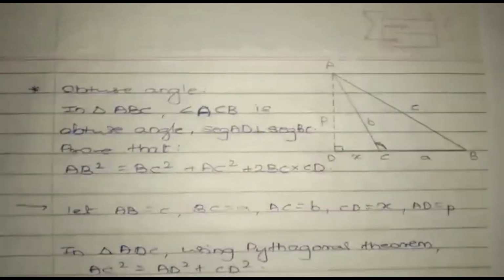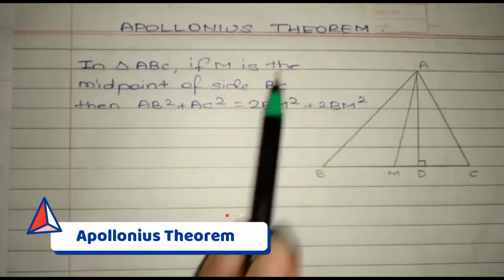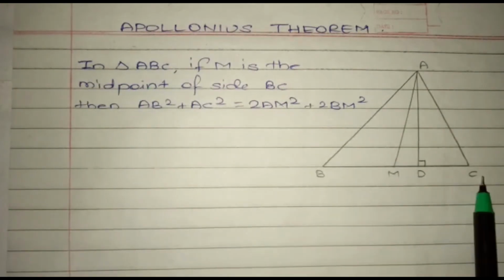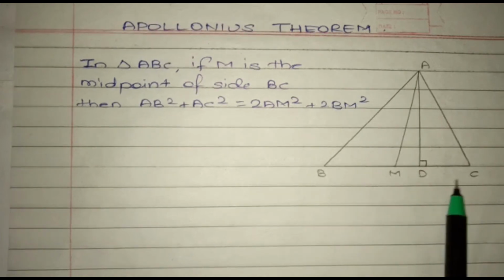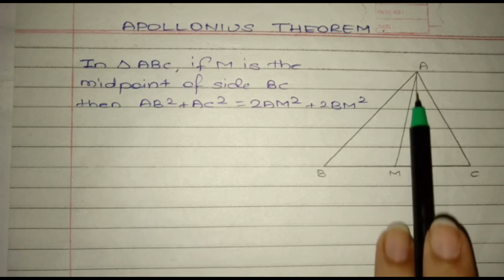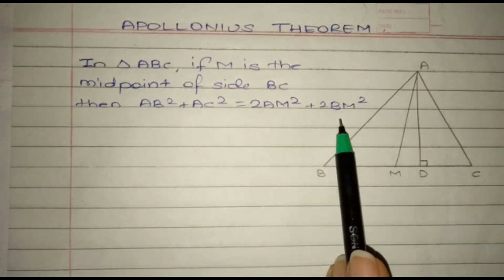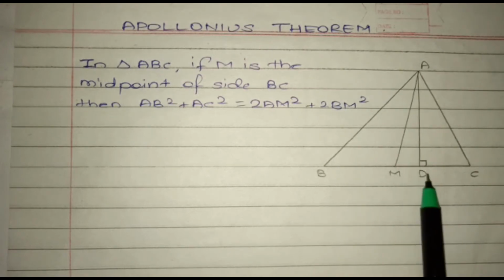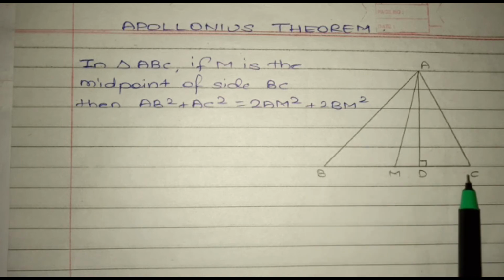two sides. Now using these two relations, we are going to prove Apollonius theorem. In triangle ABC, if M is the midpoint of side BC, then AB square plus AC square is equal to 2AM square plus 2BM square. We have to prove this statement. Now in this triangle, we know that AD is perpendicular to BC. It is given. But we don't know about AM, if it is perpendicular or not to BC.